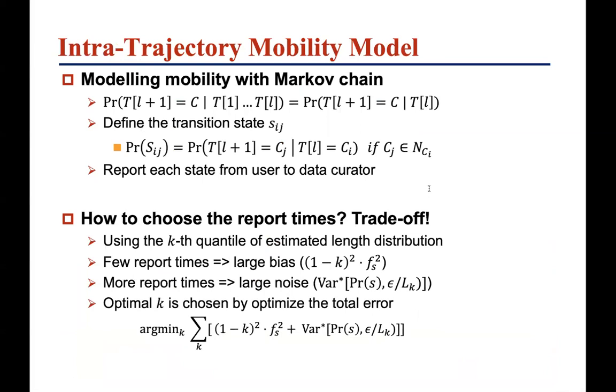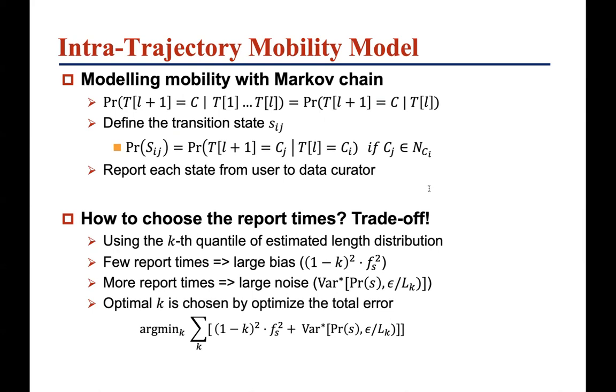For mobility estimation, we model the transitions of each trajectory with a first-order Markov chain and report them to the data curator with optimized unary encoding. The question is how to select a proper number of report times. If each trajectory reports transition information too many times, the privacy budget for each transition would be small, which would lead to large noise. On the other hand, if the report times are too few, the estimation bias would be dominant. So there is a trade-off between the small estimation bias and the small perturbation noise.